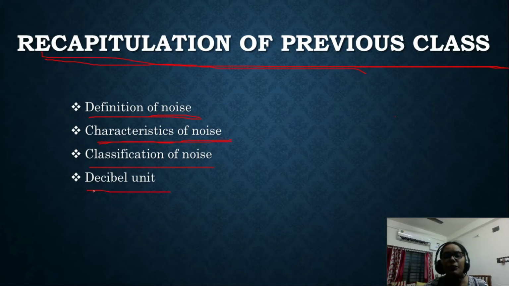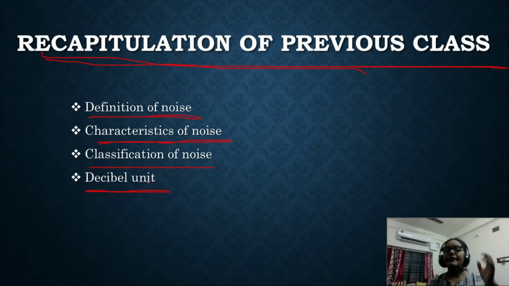Now, the decibel unit is very important, because based on the expression of the decibel, there are so many problems you have to solve in your exam. So you have to memorize the expression. What is the expression of the decibel?